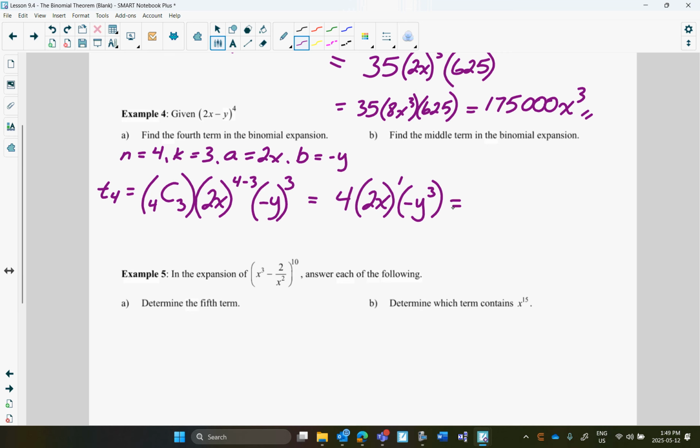When I multiply all these together, negative 8x, or x to the first, y cubed. And I ran over into the other question, but I have to erase it out. Okay.